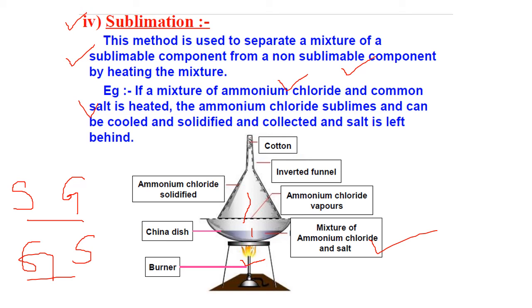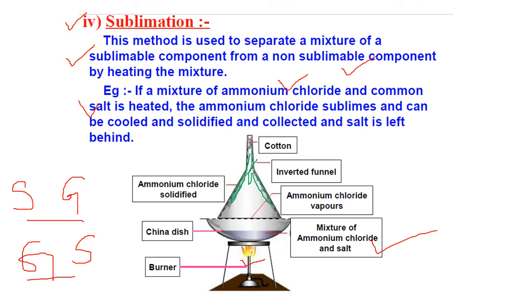When all the ammonium chloride has been converted into vapors, you just turn off the burner. Once the burner is turned off, the gases which went up will be cooled down and deposited again on the sides. Can you see over there? It is deposited on the sides of this funnel.